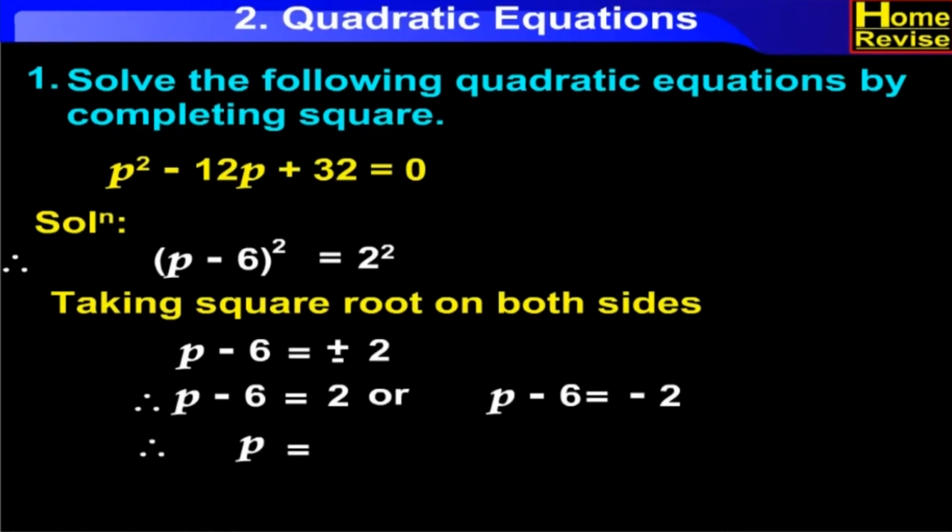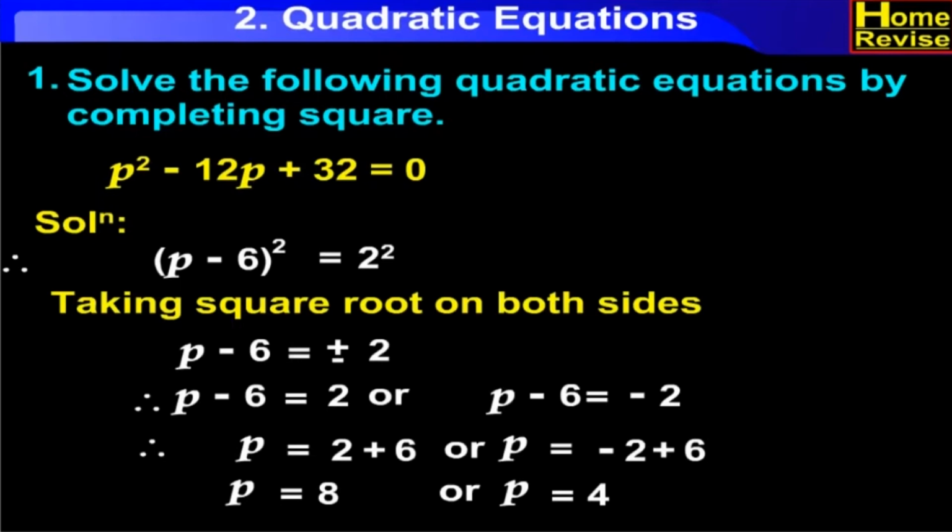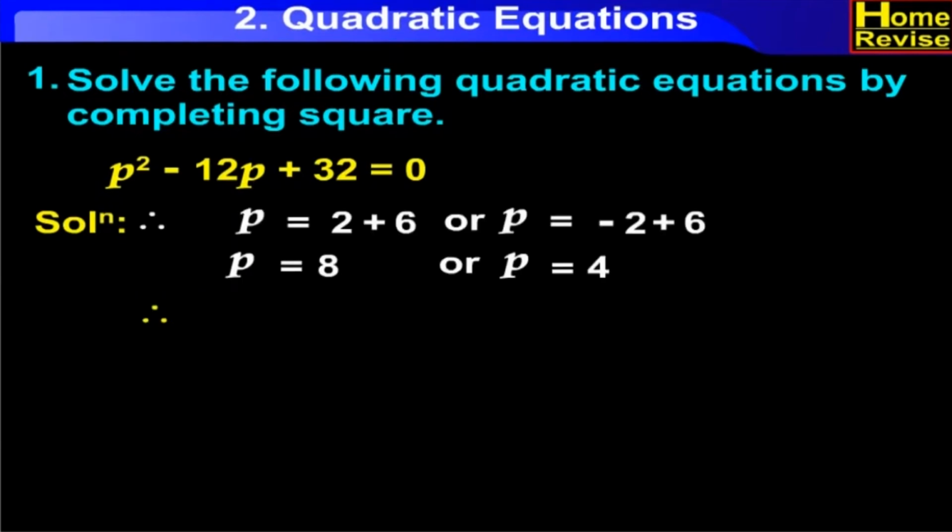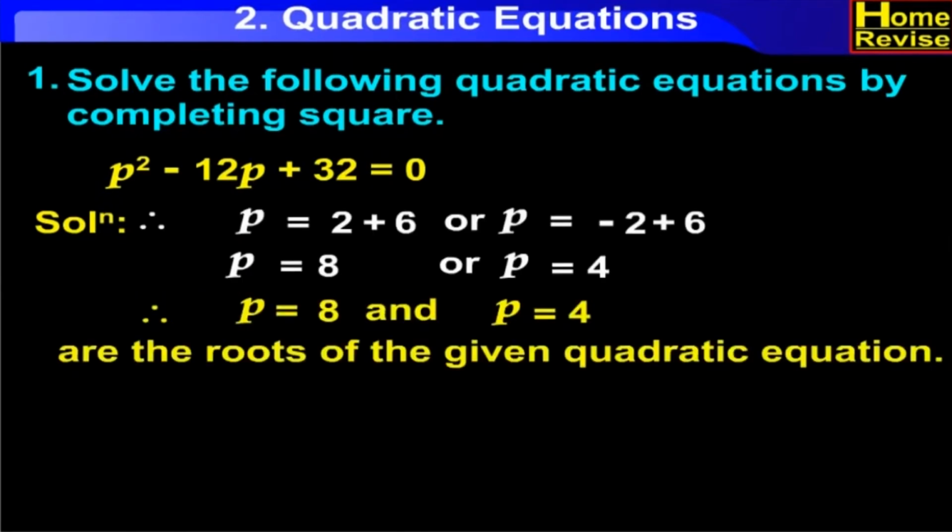Therefore, p is equal to 2 plus 6, which is equal to 8, or p is equal to minus 2 plus 6, which is equal to 4. Therefore, 8 and 4 are the roots of the given quadratic equation.